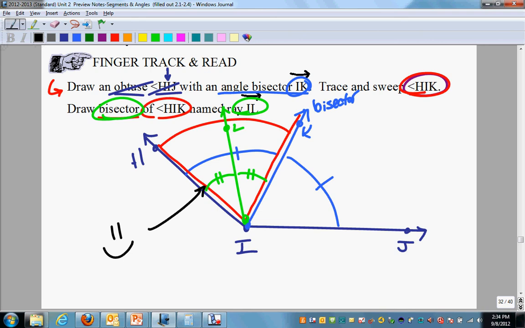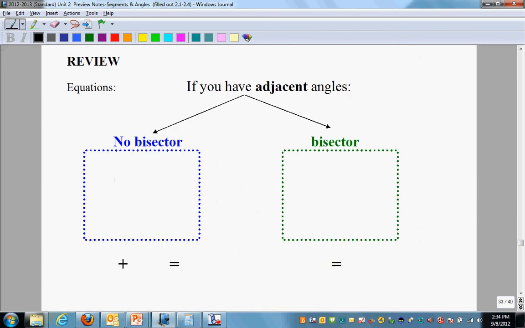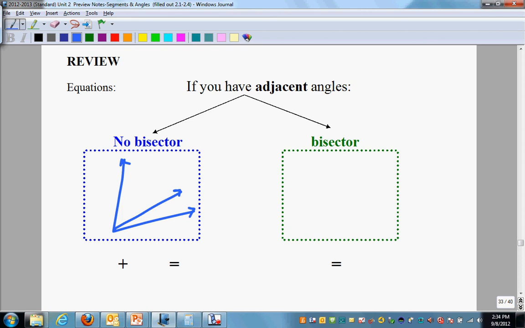Okay, so let's recap what we know about congruent angles so far and adjacent angles. If you have angles that do not have a bisector, but they are adjacent, so draw an angle here, draw adjacent, but not down the middle. So that's no-bisector adjacent angles. Now draw an angle with a bisector. Sweep, hatch, sweep, hatch.